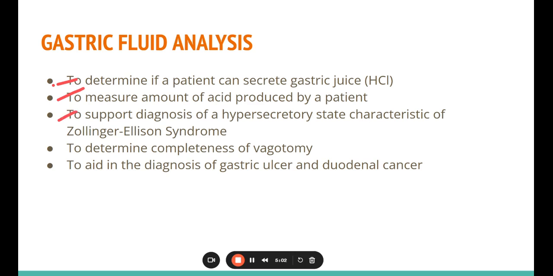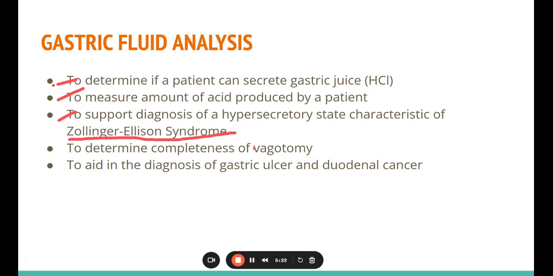Third is to support diagnosis of hypersecretory state characteristic of Zollinger-Ellison syndrome. A hypersecretory state means that there is increased amounts of gastric acid due to a certain disorder. So in this case, the disorder is Zollinger-Ellison syndrome.